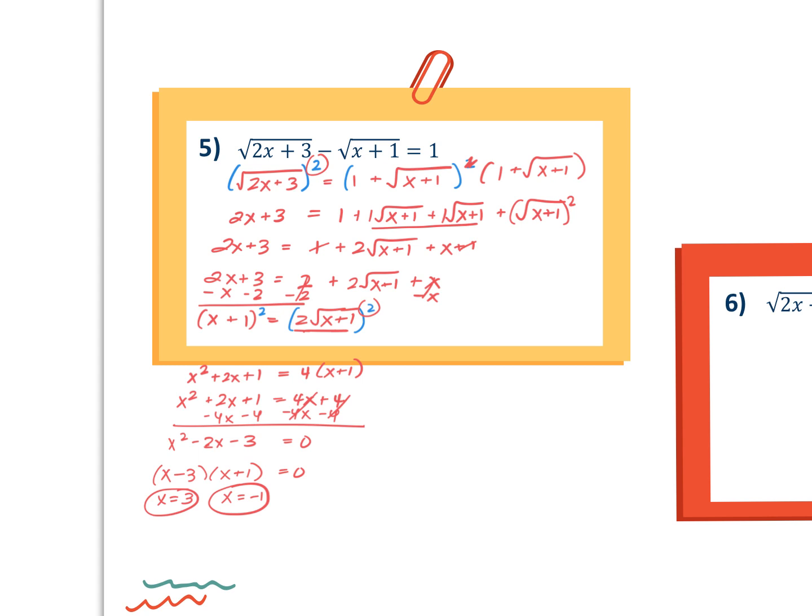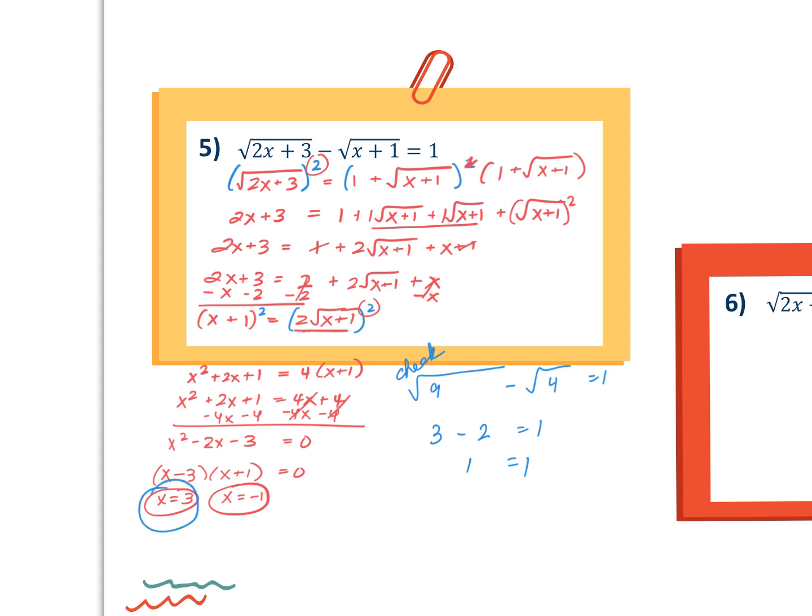And so now we're going to check our answer. We're going to try positive 3 first. So 2 times 3 is 6, 6 plus 3 is 9, minus 3 plus 1 is 4, equals 1. So square root of 9 is 3, square root of 4 is 2, and 3 minus 2, 1 equals 1. So 3 works. It's fine.